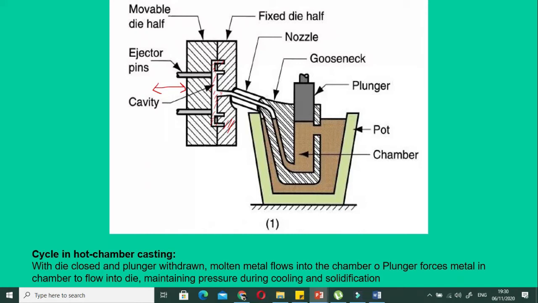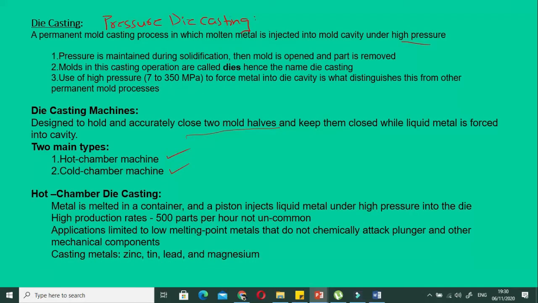So this is how the hot chamber die casting is performed. This kind of casting is performed on low melting point metals so that they do not chemically attack the plunger and other components of the die casting machine. Some common metals cast using the hot chamber die casting machine are zinc, tin, lead, and magnesium. It has a very high rate of production, so it is mostly used in industries.